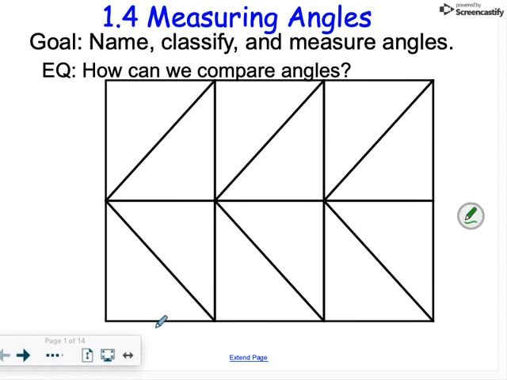So to start 1.4, our learning goal is to name, classify, and measure angles. And then our essential question is, how can we compare angles? How can we find differences between them? Again, like a reminder in all videos, you are welcome to pause whenever you need. Take your time through this video.